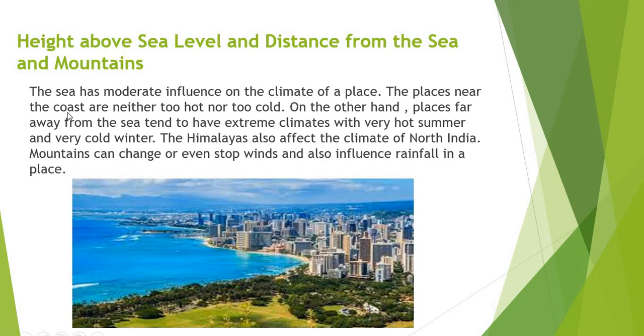So the sea has a moderating influence, where the coastal area has a moderate climate, and when you move away from the sea, the climate becomes extreme in nature, meaning it becomes either very cold or very hot. Even the mountains also affect the climate of North India. Which mountain? Himalaya. How does it affect? The mountains can change or even stop winds and also influence rainfall in a place. This is how the height above sea level and distance from the sea and mountains affect the climate of a place.